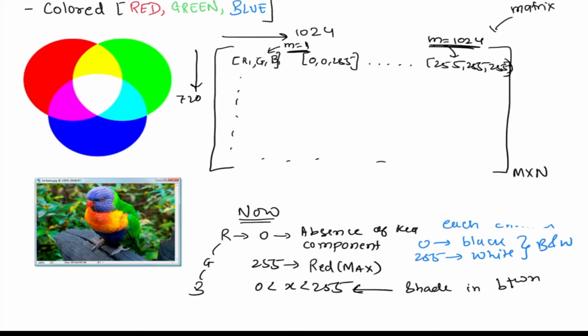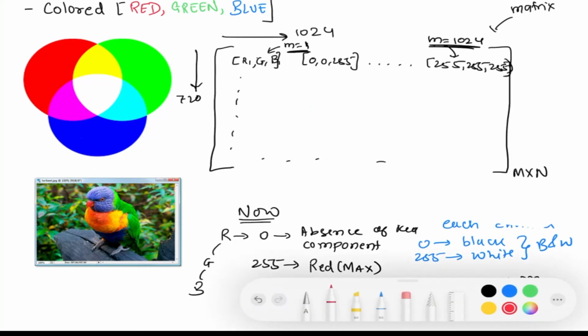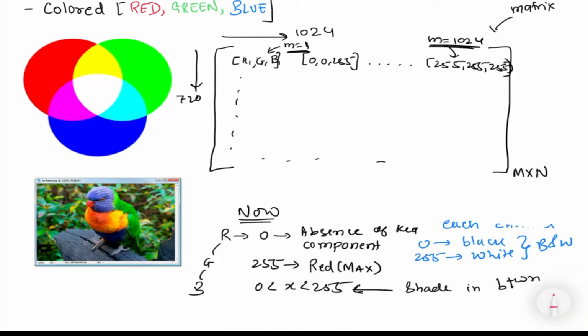So instead of integers, now we have arrays of three elements, each element composing the intensity of a channel. Here we have m equal to 1 and here m equal to 1024, corresponding to the 1024th pixel. Similarly, vertically downwards we have 720 pixels. In black and white, each element of the matrix was an integer ranging from 0 to 255, but in a colored image, each element of the matrix is an array of three elements, and each element in this array is an integer ranging between 0 to 255 that denotes the intensity of a particular channel.